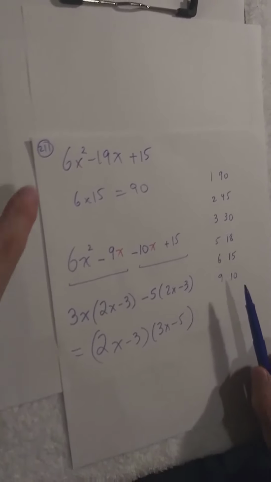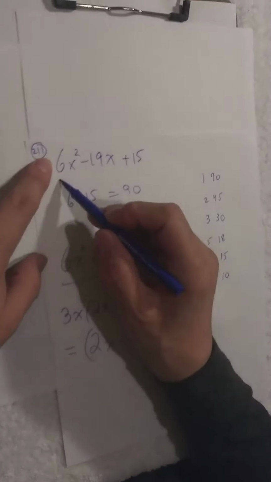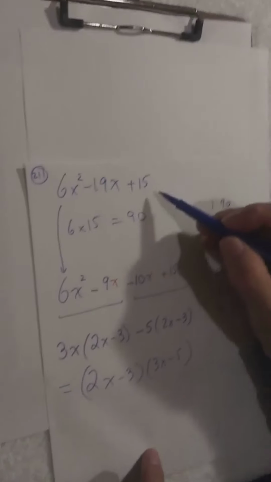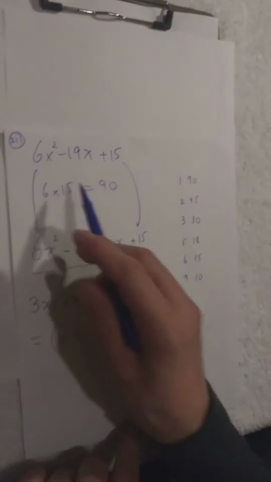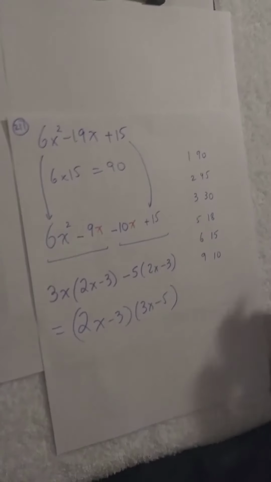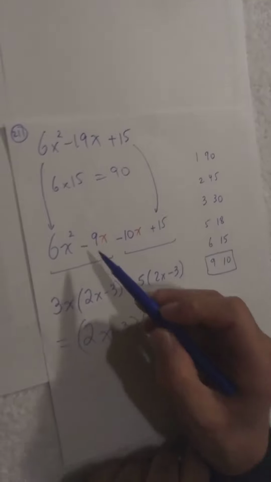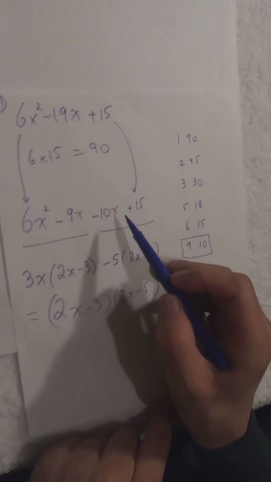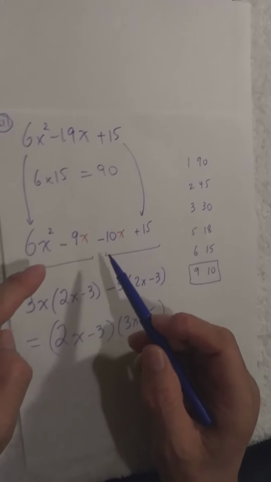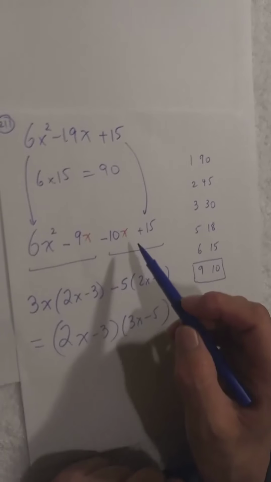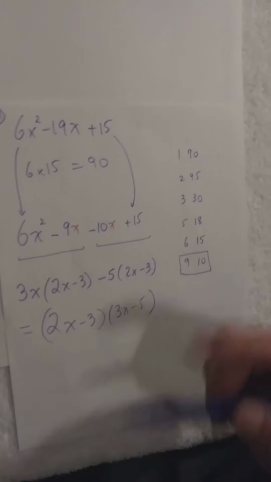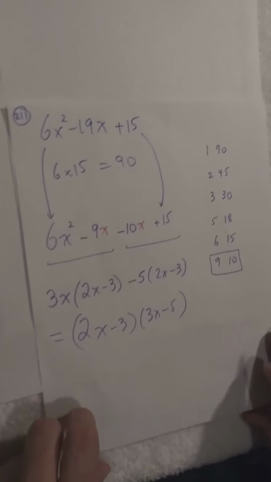Okay, so the first term is 6x squared, you just bring it down. The last term is 15, you just bring it down. Minus 19x we'll split up. We'll write it using 9 and 10, so we'll write it as negative 9x minus 10x. We could also write it as minus 10x minus 9x, and I'll tell you what the difference in the end would be if we did that.